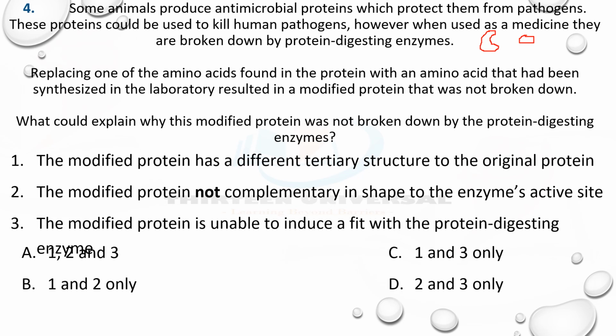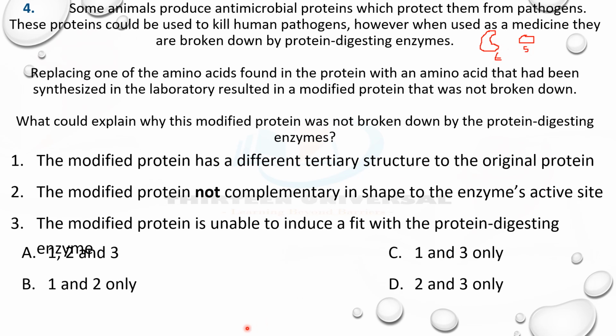So this is the substrate that is acting as medicine. This is enzyme E. If the shape of this changes, remember the question says what could explain why this modified protein was not broken down by the protein digestive enzyme. This is the protein digestive enzyme, and this is the protein used as medicine. It could be broken down because it's complementary. The substrate could bind to the active site and, due to interaction, be broken down, but something happened.